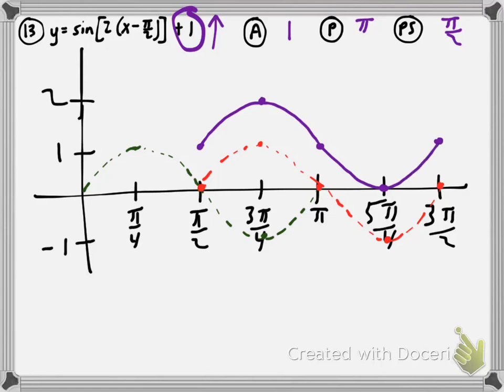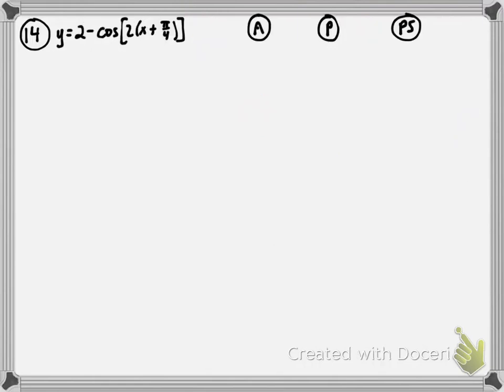Shift it up 1 unit, and this keeps going, right? So it keeps going back and forth. Okay. And that's it. That's our final graph. No big deal. A range from 0 to 2. Now let's look at number 14. Okay, 14. We're almost done.